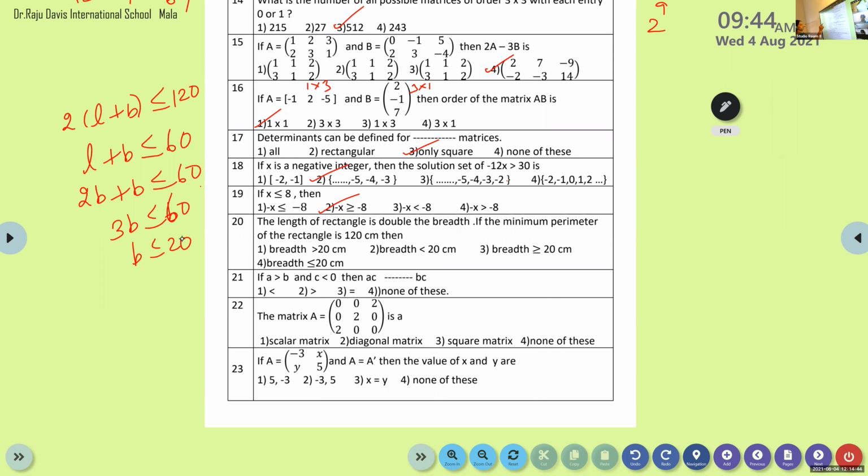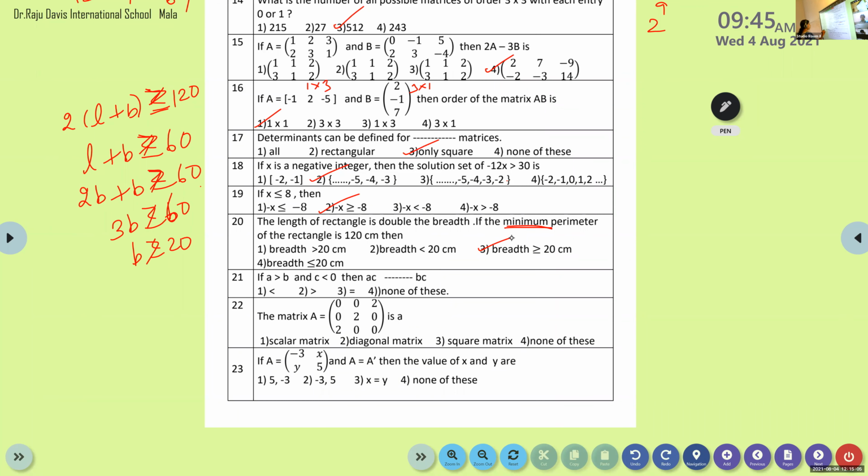So, answer will be, it is minimum, isn't it? Minimum means greater than or equal to. You will get greater than, not less than. So, breadth must be greater than. Minimum means it may be 120 or more. So, what is the answer? Is it the third one? Is it correct, children?